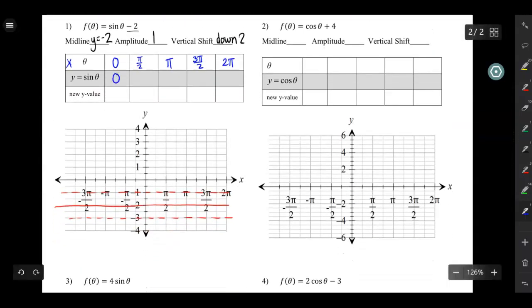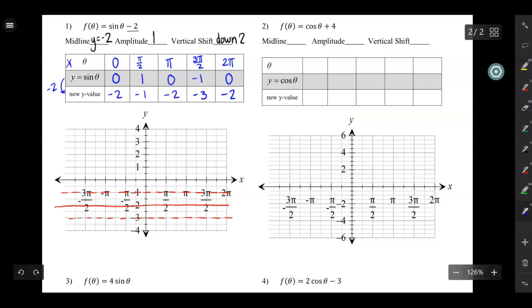So in the original equation, y equals the sine of theta, whoops, that should be a positive one. 0, 1, 0, -1, 0. Those would be the coordinates of my graph. Now I have shifted my graph down 2, which means that all of my y values have decreased by 2. So I'm going to subtract 2 from each y value. Instead of being at 0, I'm going to be at -2. Instead of being at 1, I'm going to be at -1, -2, -3, -2.